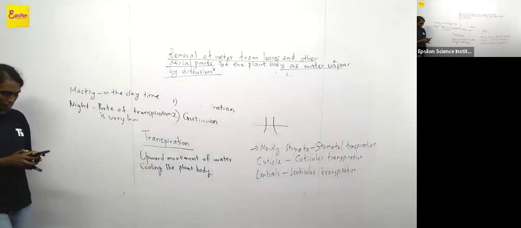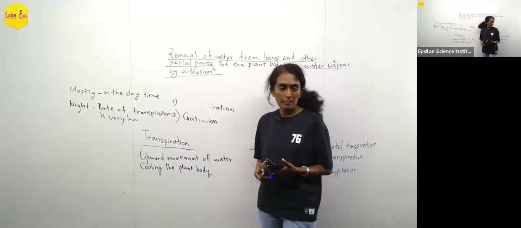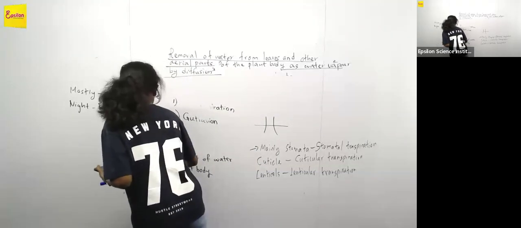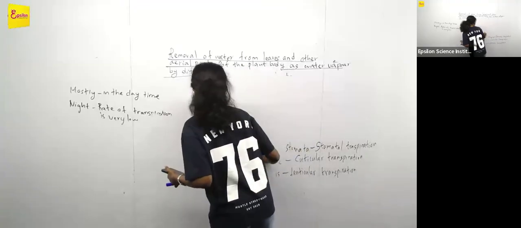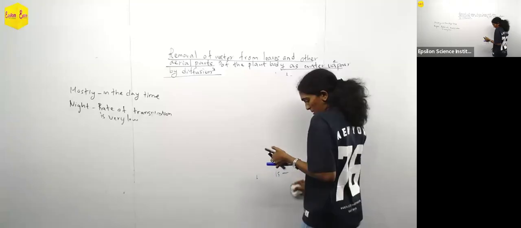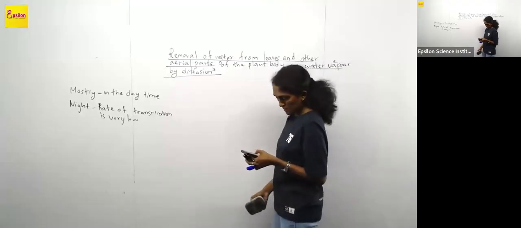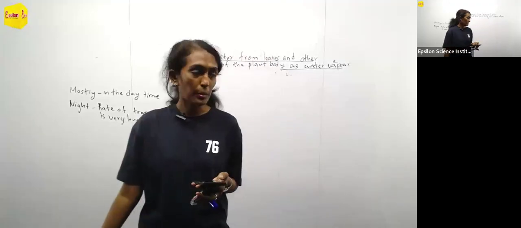Right, then write a sentence. Transpiration mostly occurs at daytime. At night time, the transpiration rate is very low, or zero. It can be zero also. It depends.